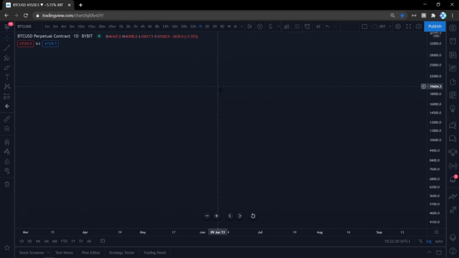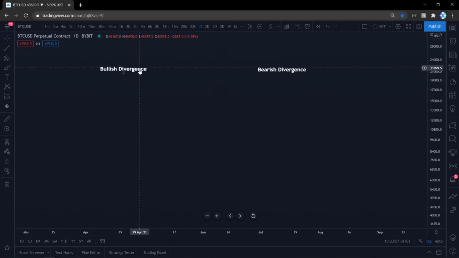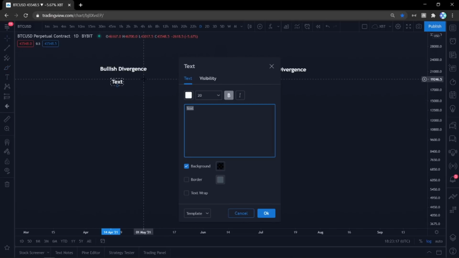Just to kind of give you guys a general overview of the different types of divergences here, we'll just draw them out right here for you. So you have two main types of divergence. You have bullish divergences and bearish divergences. So a bullish divergence is going to be comparing lows. Let's write that in here. Comparing lows in price to lows in the oscillator.